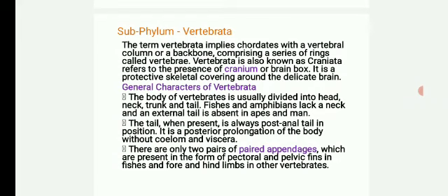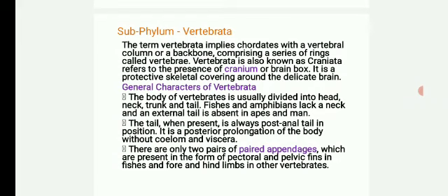Vertebrata is also known as craniata, which refers to the presence of cranium or brain box. Cranium is a protective skeletal covering around the delicate brain. Next, general characters of subphylum Vertebrata. Vertebrata shows the following salient features or general characters.